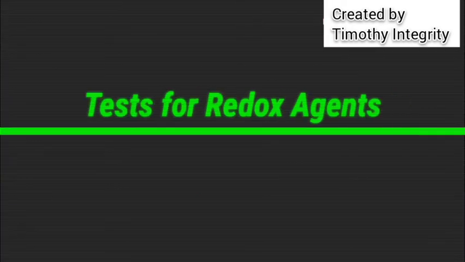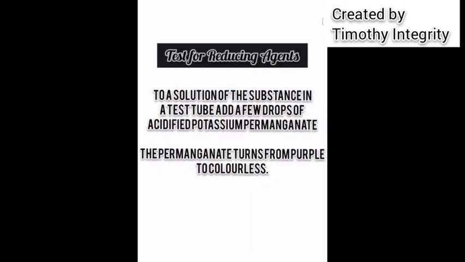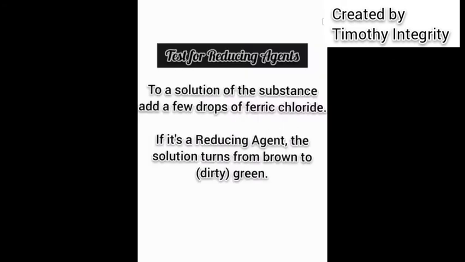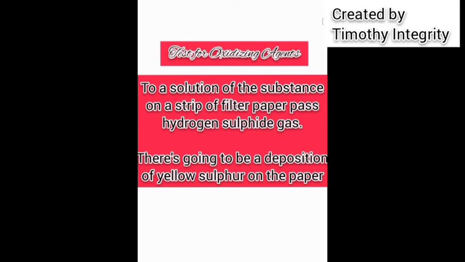Thank you. Now we discuss tests for redox agents. First, tests for reducing agents. Number 1, to a solution of the substance, add a few drops of acidified potassium permanganate. The potassium permanganate gets decolorized. The second test is as follows. To the solution of the substance, add a few drops of brown ferric chloride, that is iron 3 chloride. The solution turns green due to the formation of ferrous ions, that is iron 2 ions.